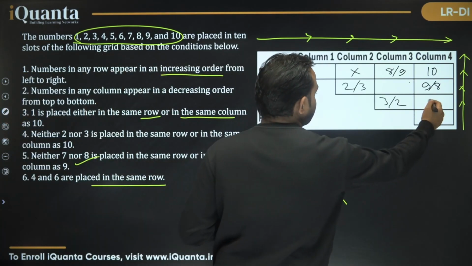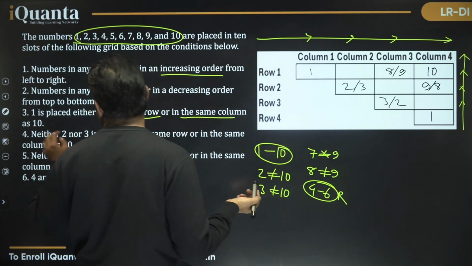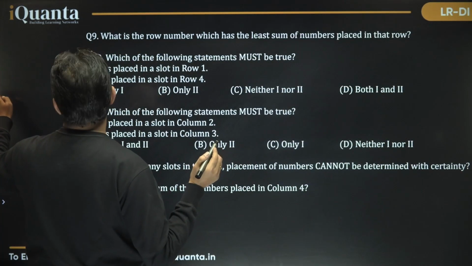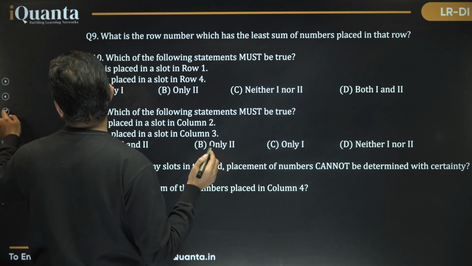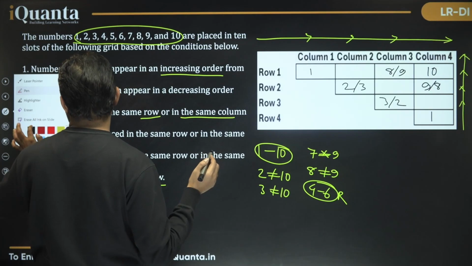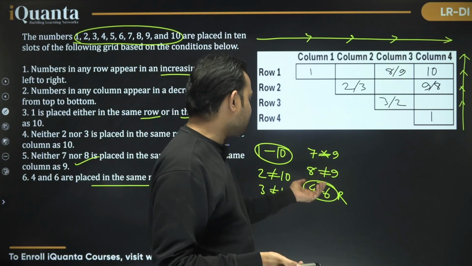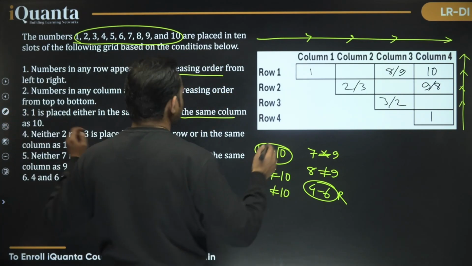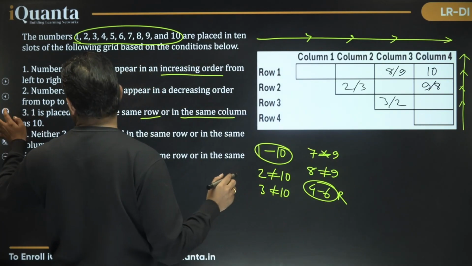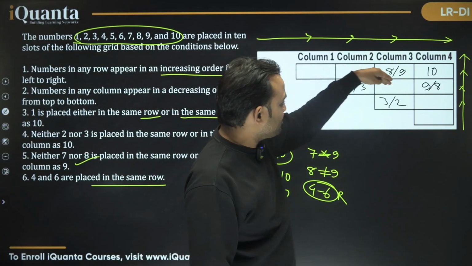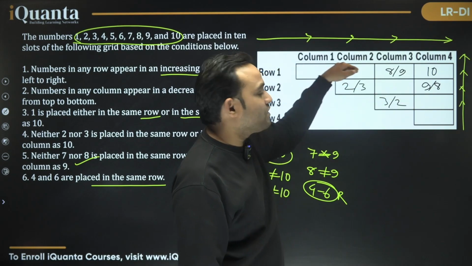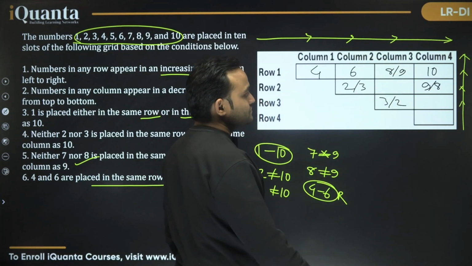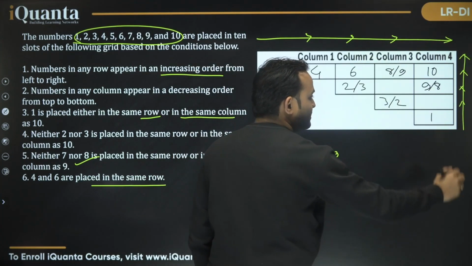Now, it's given that 4 and 6 are in the same row. Which row should I choose? If I am not sure about 1, let's remove it for now. 4 and 6 cannot be in this row. Not in this row. So there is only one possibility for 4 and 6. So 4 and 6 can only be here and here. Then I know that 1 will be here.